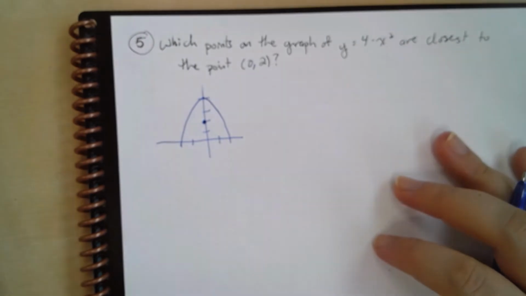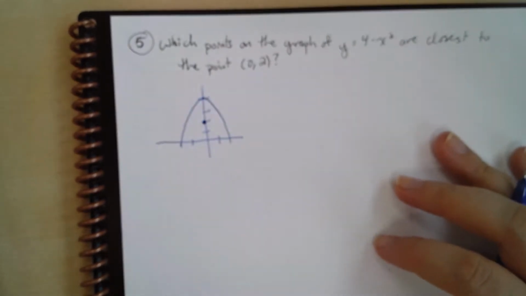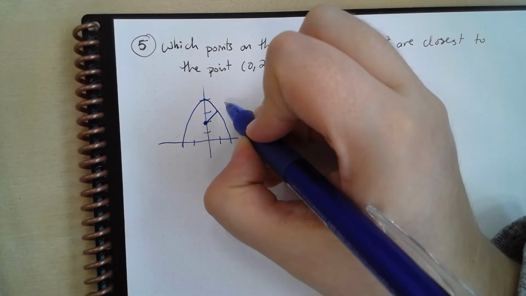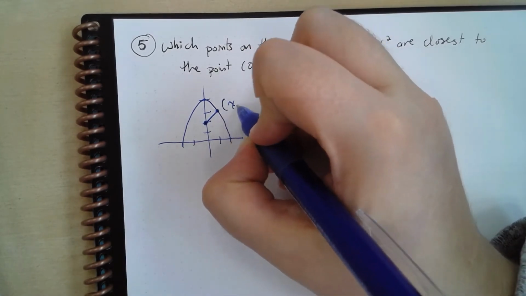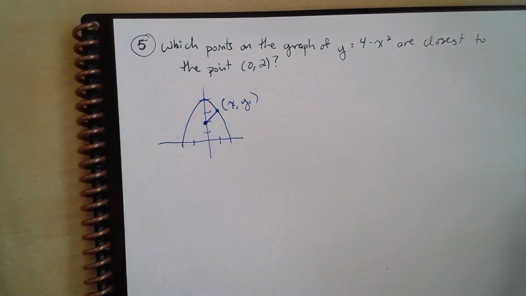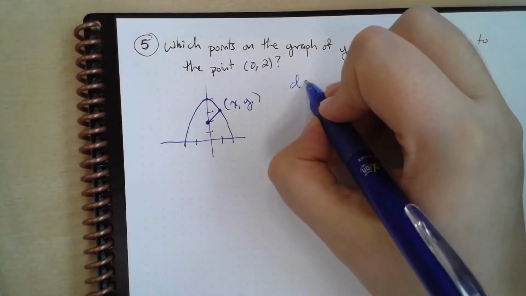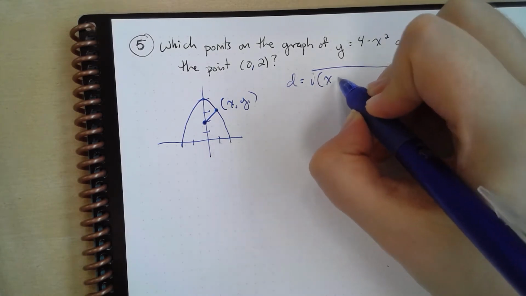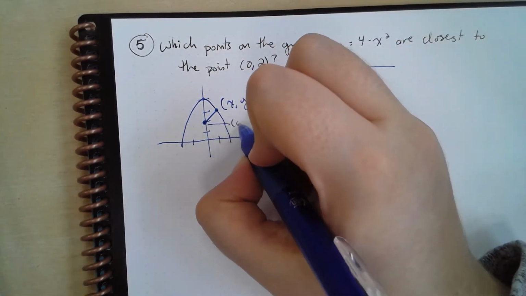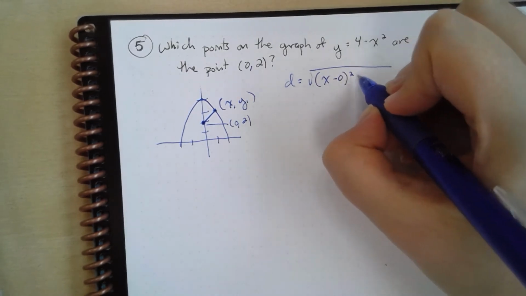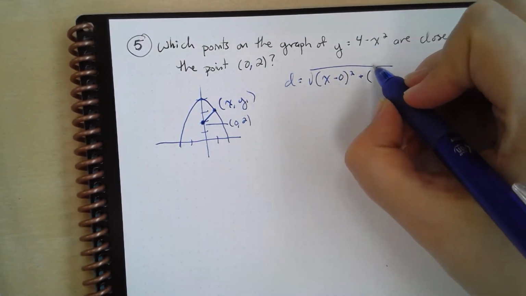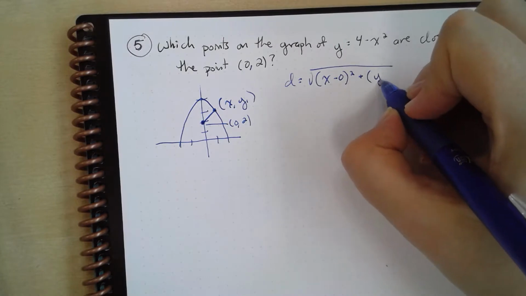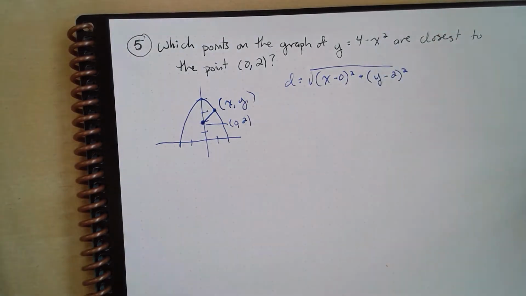So we're going to first use the distance formula, from here to here. What is this point? Well, this point we're going to call (x1, y1), okay? So the distance formula is, our distance is going to be equal to the square root of (x minus, now remember that this point here is (0, 2)) so x minus 0 squared plus y minus 2 squared. All right?